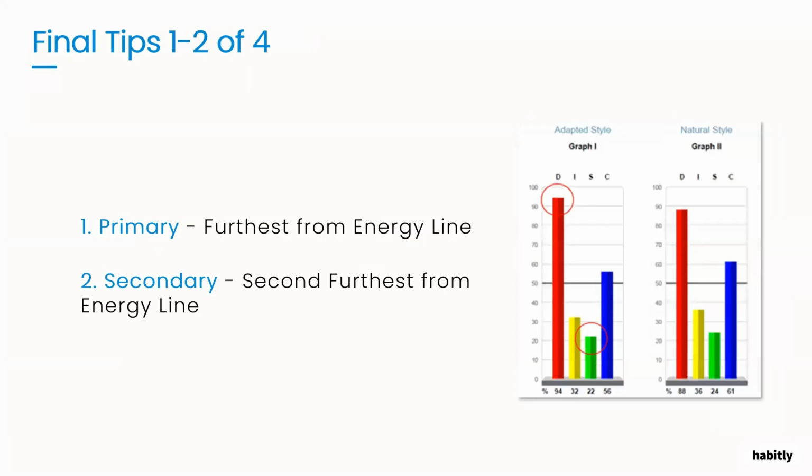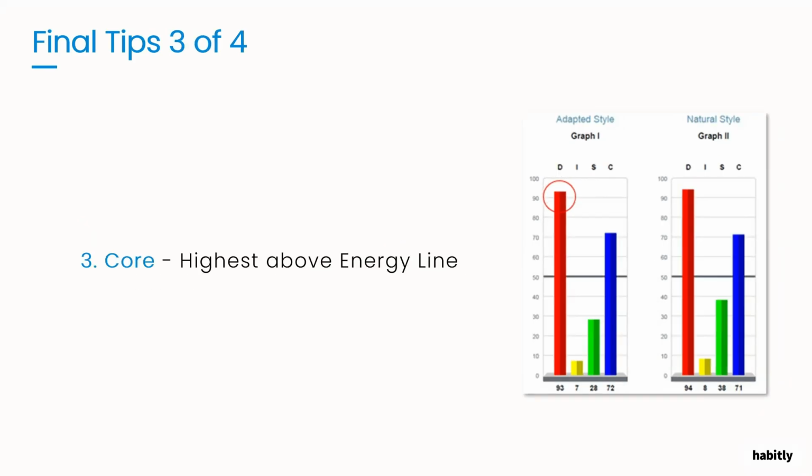Some final tips here. You see, I'm going off the energy line, that 50% line. When you look at the D at 94, it is 44 points above that energy line. So it is the primary behavior. The secondary one is the second furthest from the energy line. That's the S. That is 38 below. Are you ready? I've got two more tips to give you.